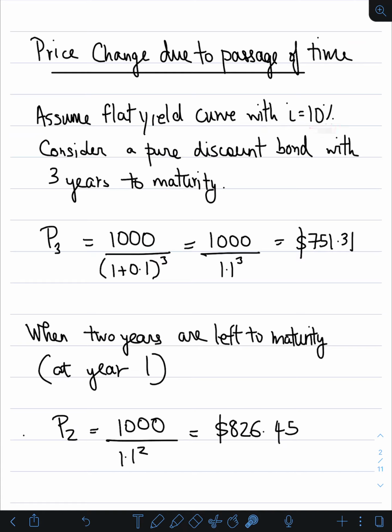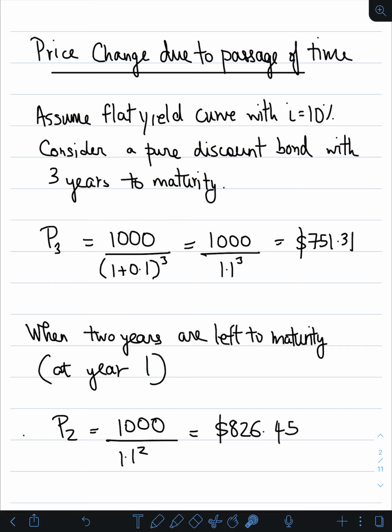Bonds are usually priced at $1,000, and we discount it back by the number of years we have left, or the number of time periods, and then we're going to get what the value of that bond is at that particular time. So we're going to consider a pure discount bond. There are 3 years left to maturity. Let's say we're at year 0, and we have a 3-year bond. We're trying to find the price at year 0. We're going to discount it back 3 years.